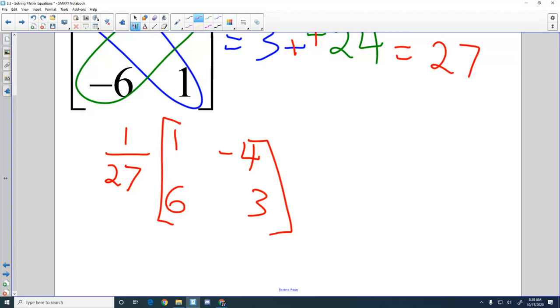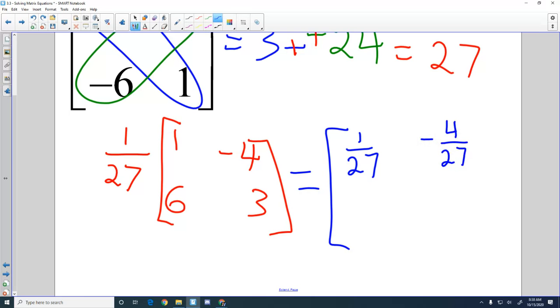So again, you could stop right here. If you're actually solving a matrix equation, you're going to want to save that division step for last. But if I'm just asking you for an inverse, go ahead and distribute that inside the parentheses to get a single square matrix. So it'll be 1 over 27, negative 4 over 27, 6 over 27, and 3 over 27.